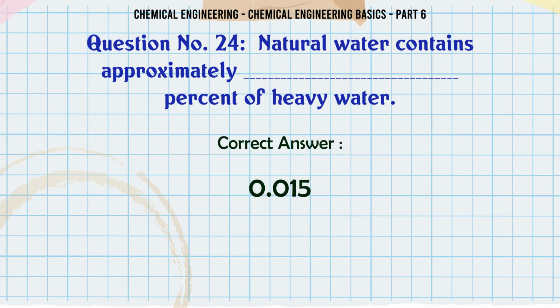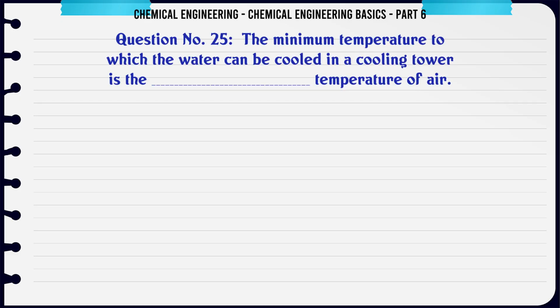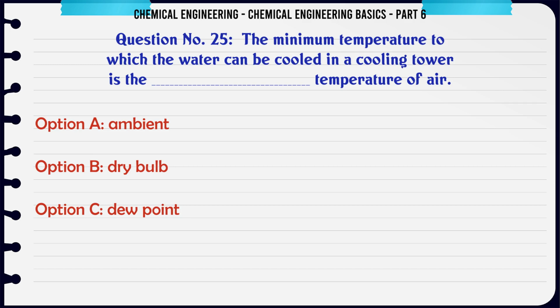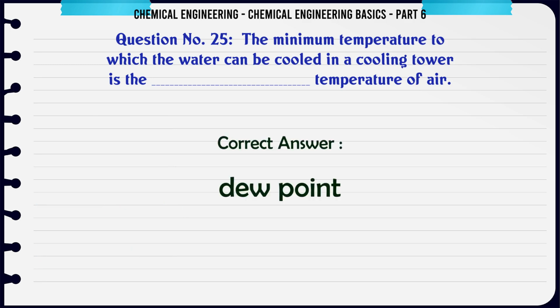0.015. The minimum temperature to which the water can be cooled in a cooling tower is the temperature of air. A. Ambient. B. Dry bulb. C. Dew point. D. Wet bulb. The correct answer is dew point.